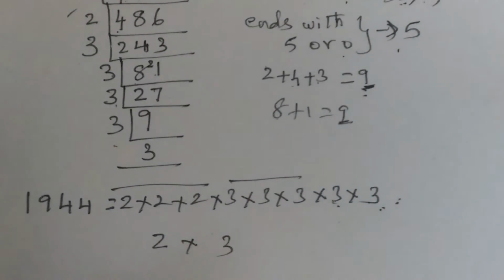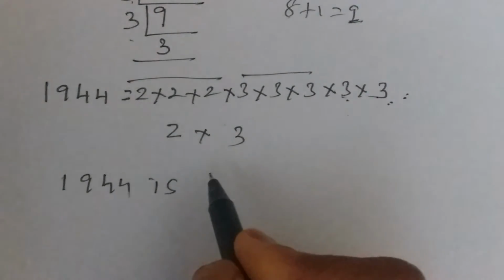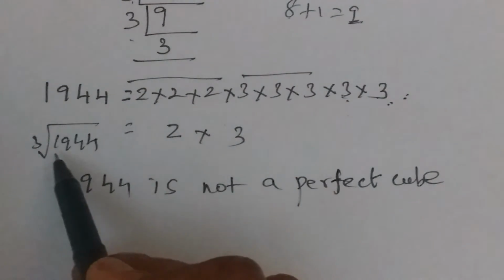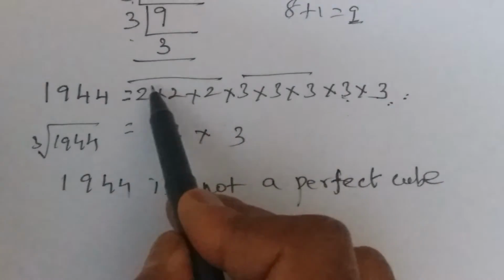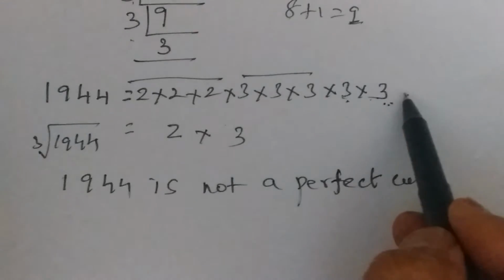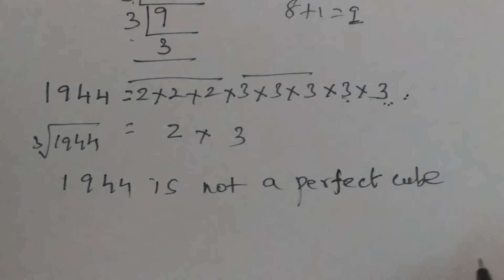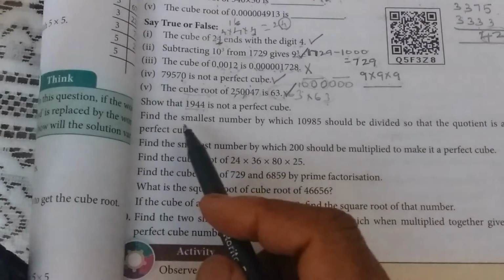Therefore, 1944 is not a perfect cube. So when you take the cube root of 1944, for 3 factors select one factor, but these 2 3s are left. There is no third 3. Therefore, it is not a perfect cube. Now we'll see question number 4.